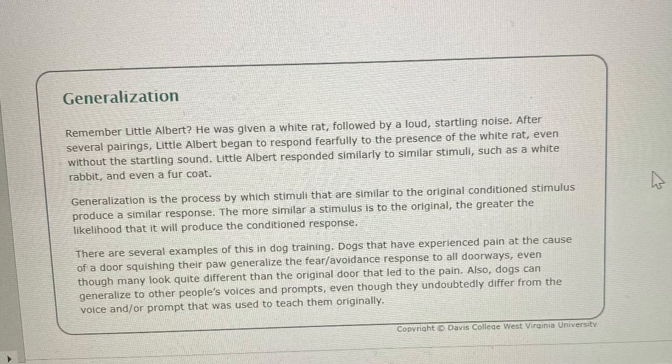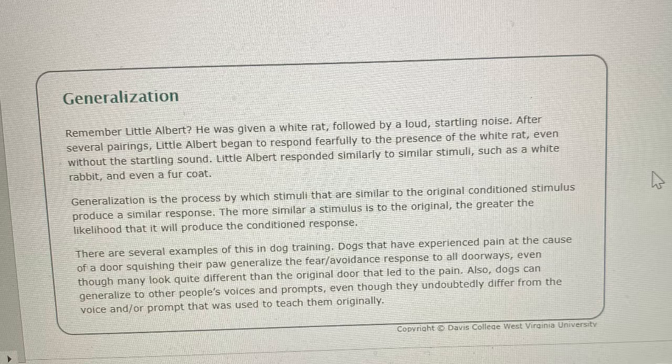Generalization. Remember little Albert? He was given a white rat, followed by a loud, startling noise. After several pairings, little Albert began to respond fearfully to the presence of the white rat, even without the startling sound. Little Albert responded similarly to similar stimuli, such as a white rabbit and even a fur coat. Generalization is the process by which stimuli that are similar to the original conditioned stimulus produce a similar response. The more similar a stimulus is to the original, the greater the likelihood that it will produce the conditioned response.